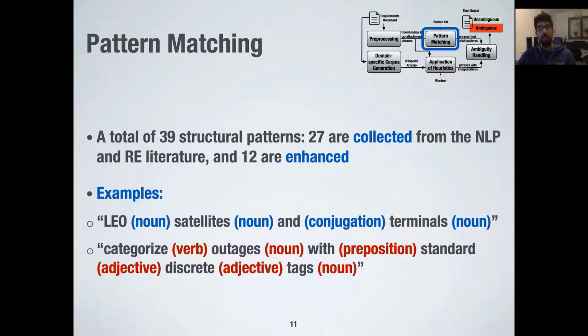In this step, we compare the part-of-speech tags of the phrases against a predefined list of structural patterns. We use 27 patterns for CA and PAA, which are reported in the existing literature to indicate likely ambiguous phrases. We also proposed 12 additional enhanced patterns by analyzing a subset of the ambiguous requirements in our dataset. We experiment with both collected and enhanced patterns. Here, the first example, LEO satellites and terminals, matches a pattern in our list, while the second example, categorize outages with standard discrete tags, does not match any pattern in our patterns list.